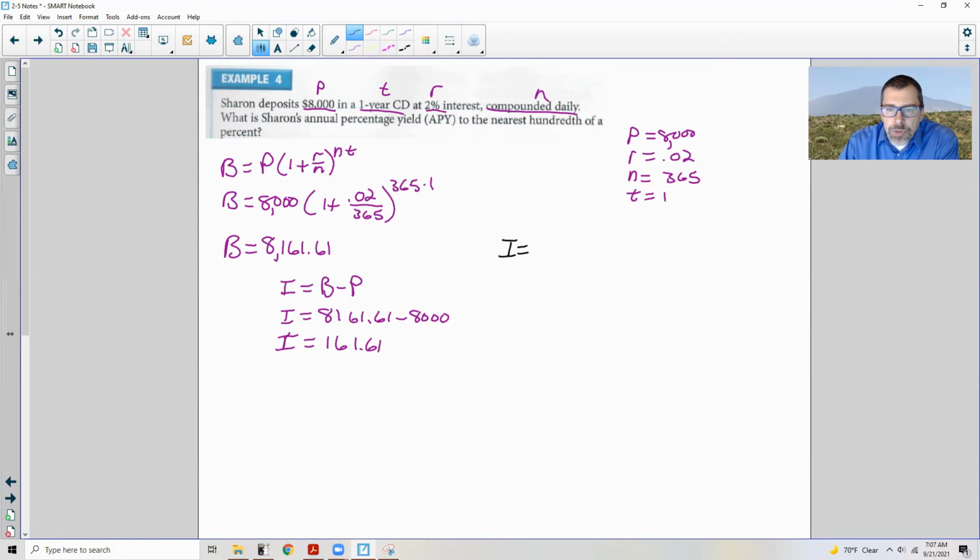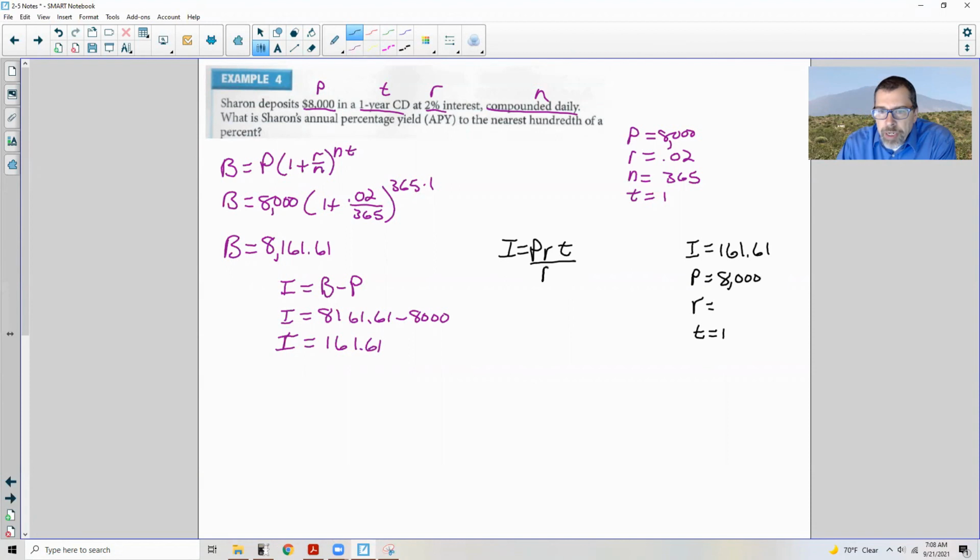I equals PRT. All right, so now we know what I is, which is $161.61. Our principal was $8,000. Our rate is what we're trying to find. And our time is 1. So we're trying to find rates.